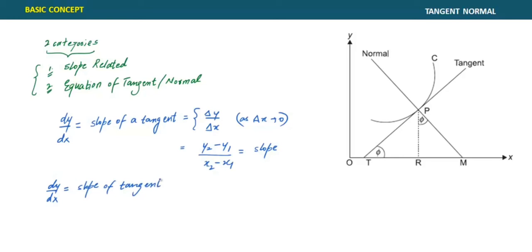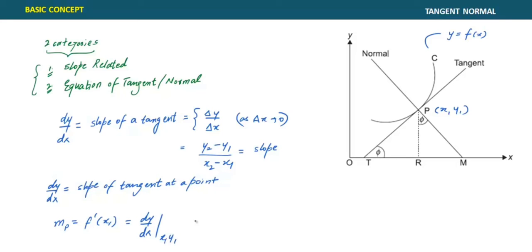So when you know the derivative, you know the slope of tangent at a point. Anybody who asks you to find the slope of tangent, let's say this point P is x1, y1, and this curve C is y equal to f(x), for example. If you want the slope at P, so mP, the slope of the tangent at P, it will be nothing but f dash x1, that is the derivative of the function at x1, or you can write this also as dy by dx at x1, y1, in whichever way you want. So this gives you the slope component.